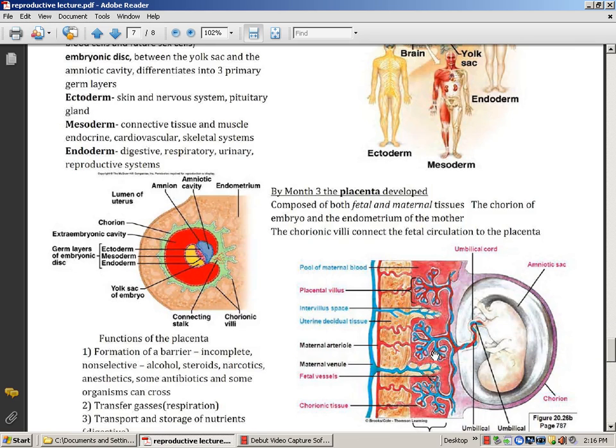So baby actually has 3 major blood vessels going in through the umbilical cord. Which one carries oxygenated blood? Arteries or veins?